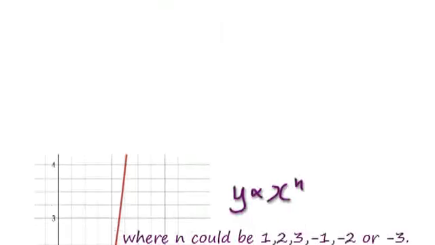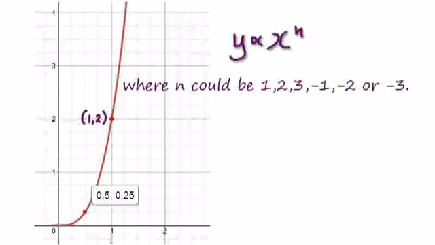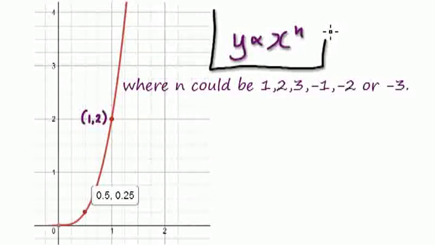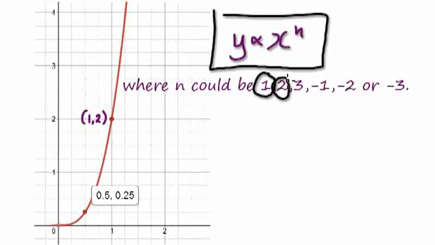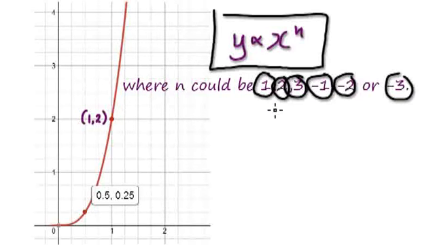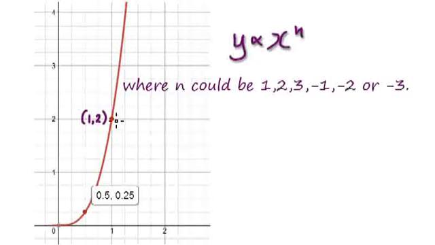Okay, let's give you guys some more practice. So similar to the previous video, you're given a graph and you're told that y is directly proportional to x to the power of n, where n must be a 1, 2, 3, minus 1, minus 2, or minus 3. It must be one of these. It can't be anything else. And also you're given 2 points.